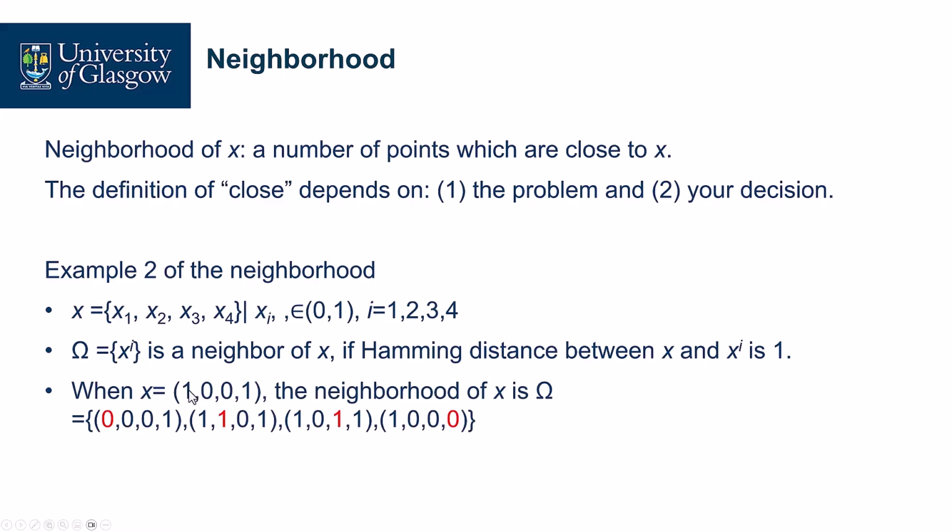We just change any 1 to 0 or any 0 to 1. By changing it, we generate 4 solutions. So these are the neighborhood of (1, 0, 0, 1). The problem itself makes sure that this is binary. This neighborhood definition is okay with a binary representation of the solution. And my decision is only that the Hamming distance is 1, right? So we use a flip, then we generate a neighbor.